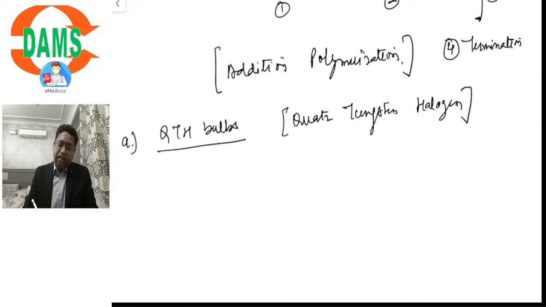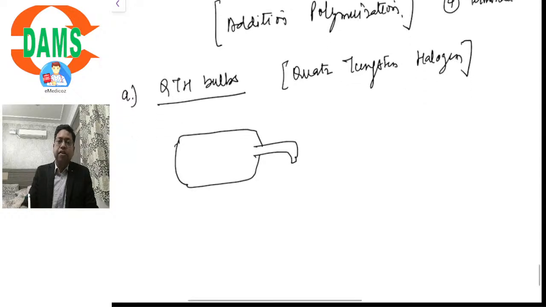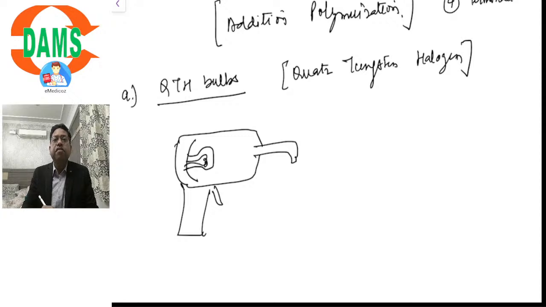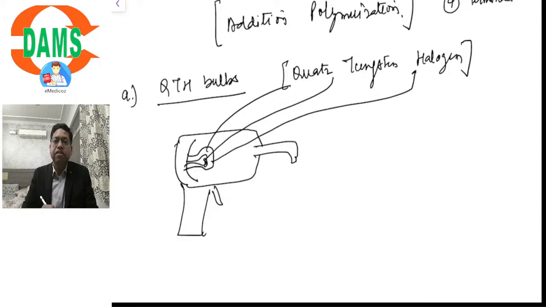So basically, they are gun-like devices. Okay, like this. They consist of a quartz bulb with a tungsten filament, and the bulb is filled with halogen light.